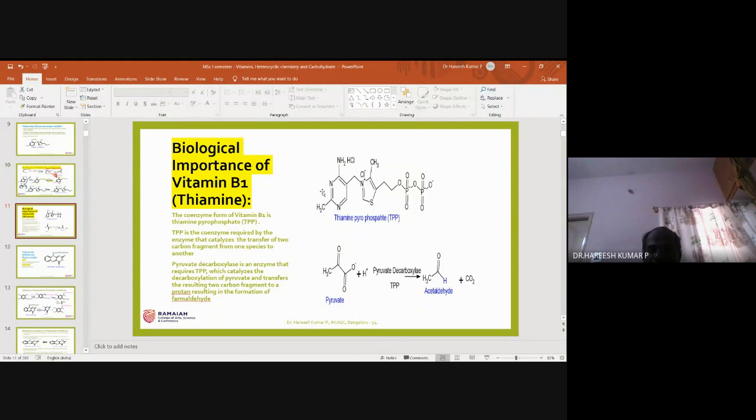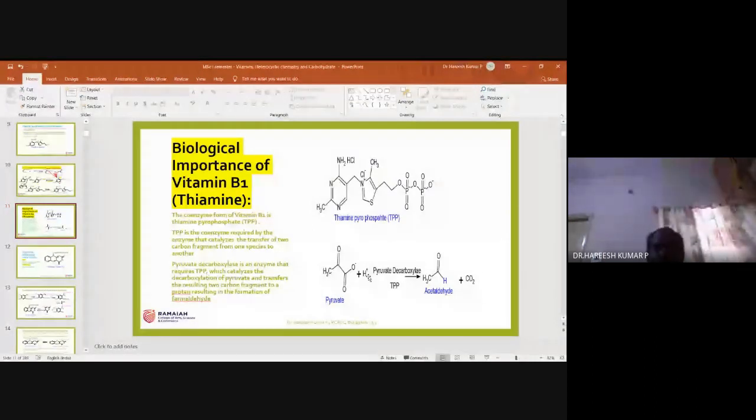You know that this part up to this side oxygen part is a vitamin, but when this vitamin is in a living system, it will occur as thiamine pyrophosphate. That means the vitamin, when it reacts with two molecules of ATP, gives thiamine pyrophosphate. Thiamine pyrophosphate is a coenzyme required by the enzymes that catalyze the transfer of a two carbon unit to the substrate. Okay, so that is the biological importance.